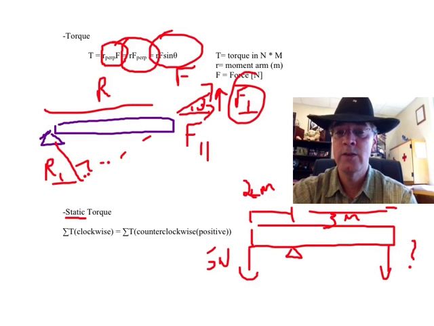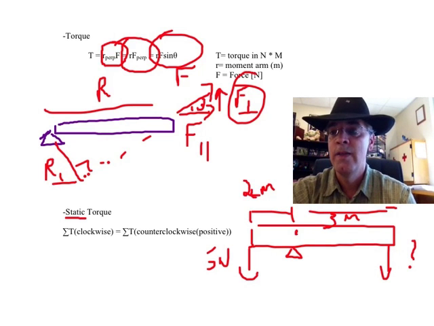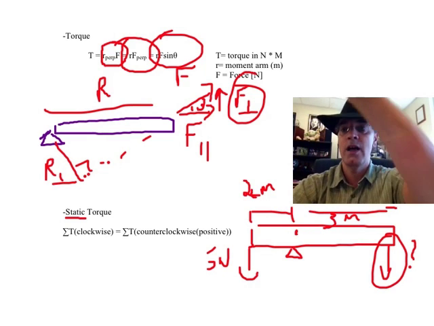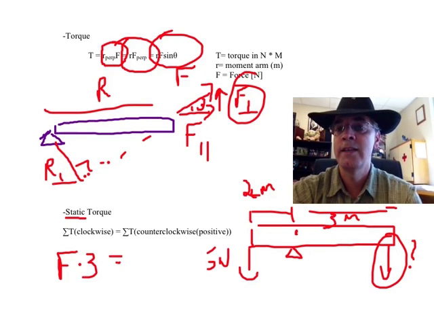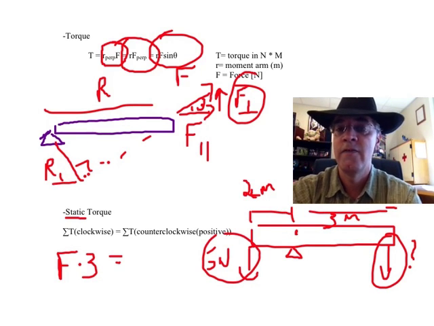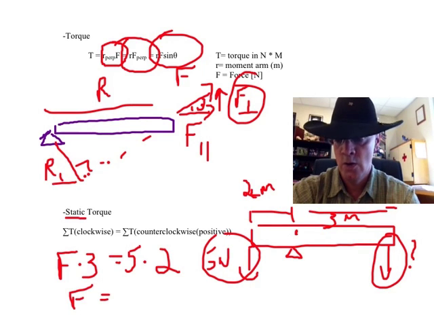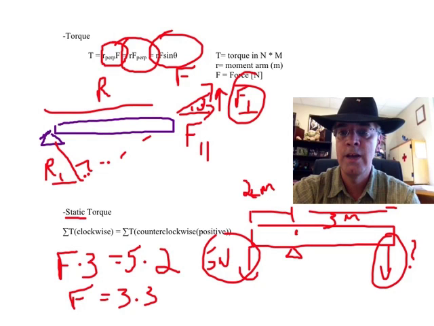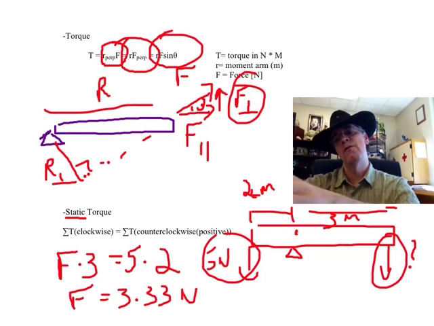And so basically to do static torque, we take the sum of the torques clockwise has to equal the sum of the torques counterclockwise. Since this is my pivot point, this force over here is going to make it go clockwise. And so that torque is going to be some force I don't know times the moment arm of 3. And that's going to be equal to a force I know over this side, which is going to make it go counterclockwise. That's 5 newtons times the moment arm of 2. So that ends up being a pretty easy problem. I just take 10 divided by 3. My force that I would need would be 3.33 newtons.